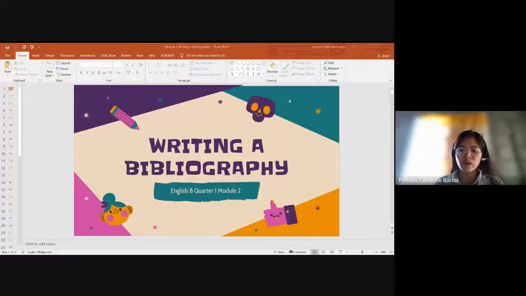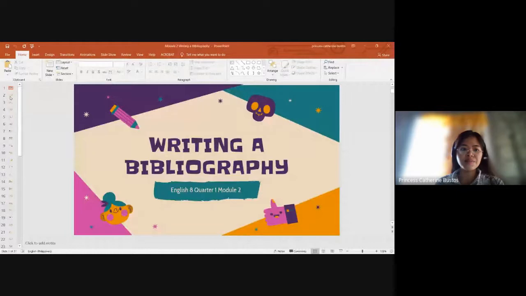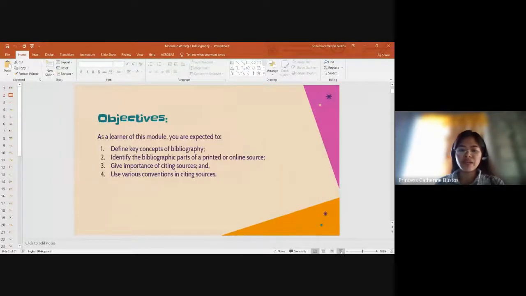English 8 Quarter 1 Module 2. Now, let us continue with the next slide. Okay. So we have here the objectives.